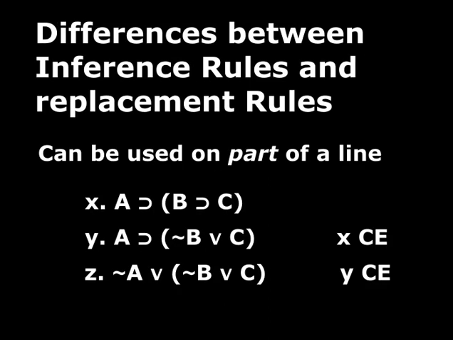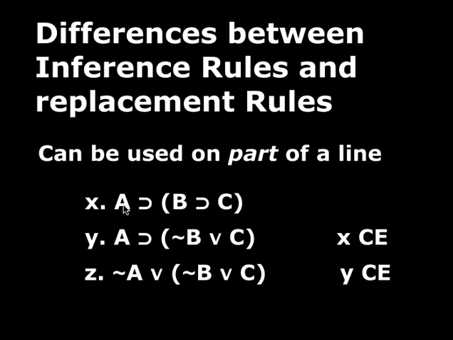Another key difference is that the replacement rules can be used on parts of a line. The inference rules, recall, had to correspond to whole lines in a proof. The replacement rules can be used on part of a line. So here's an illustration. Suppose these are just 3 random lines from a proof. We'll just number them x, y, z. It doesn't matter what they are.